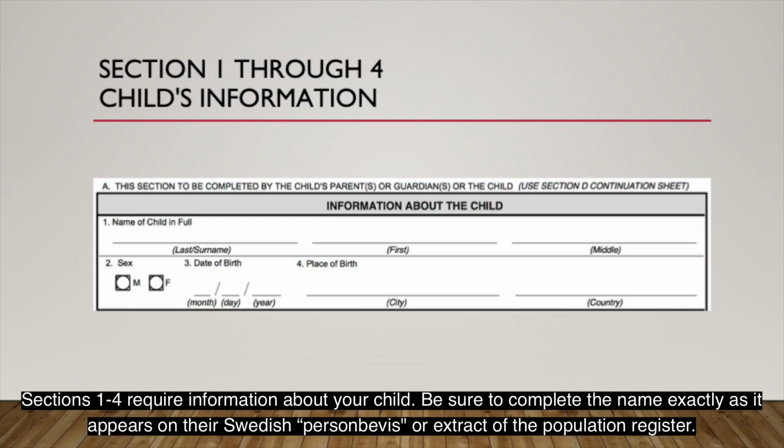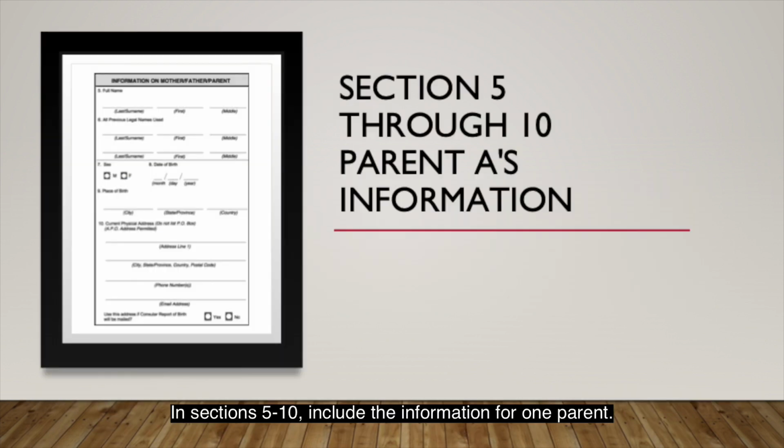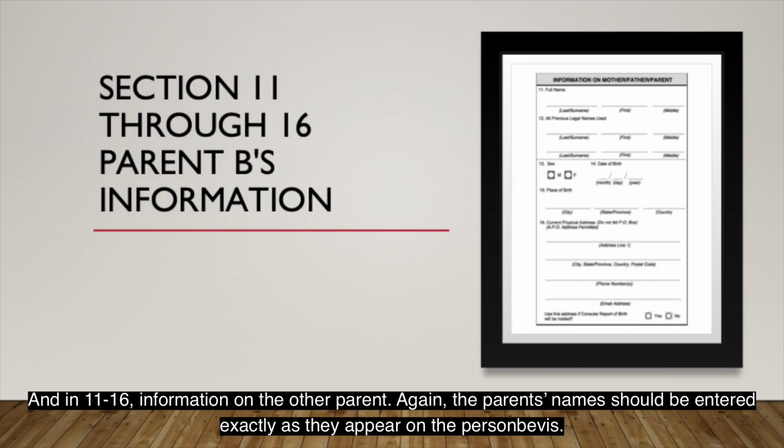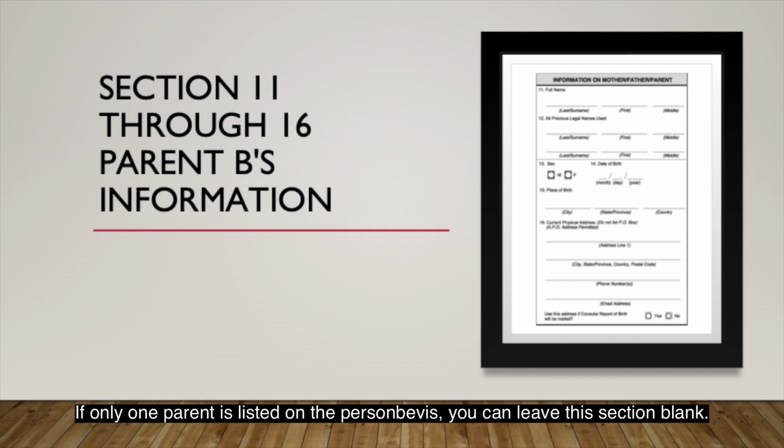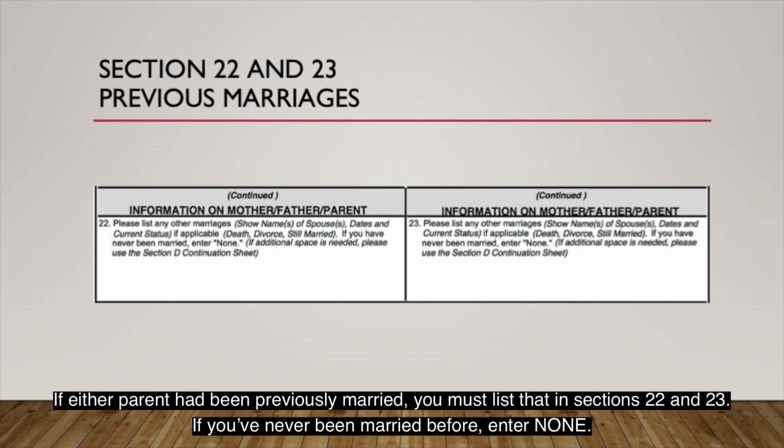Sections 1 through 4 require information about your child. Be sure to complete the name exactly as it appears on their Swedish personbevis, or extract of the population register. In sections 5 through 10, include the information for one parent, and in 11 through 16, information on the other parent. Again, the parents' names should be entered exactly as they appear on the personbevis. If only one parent is listed on the personbevis, you can leave this section blank.